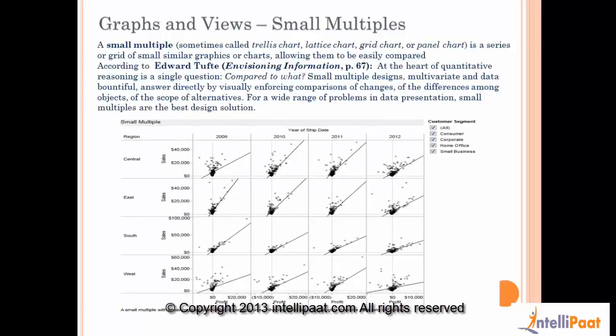Then we also saw something called small multiples, which are like trellis charts. This is a single view in which you plot one kind of chart for different members of a dimension, in this example different regions, and across different years, the last 4 years.